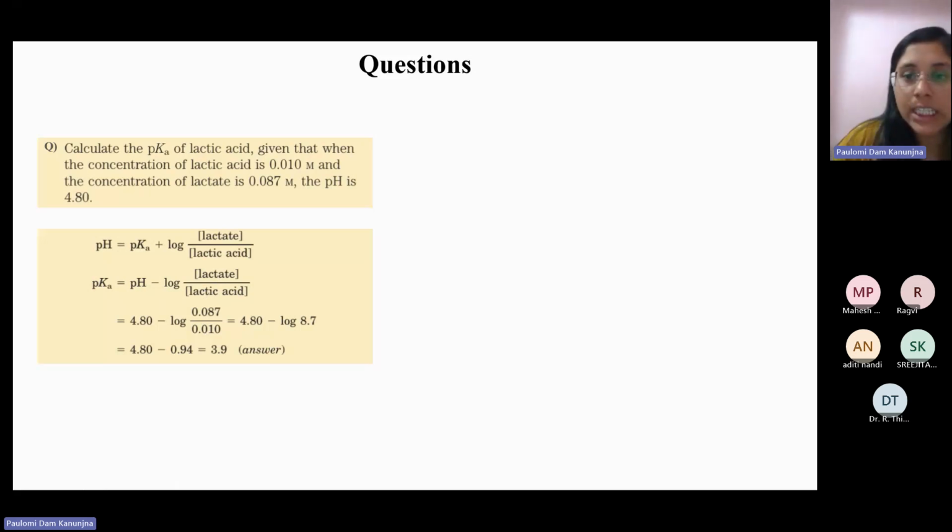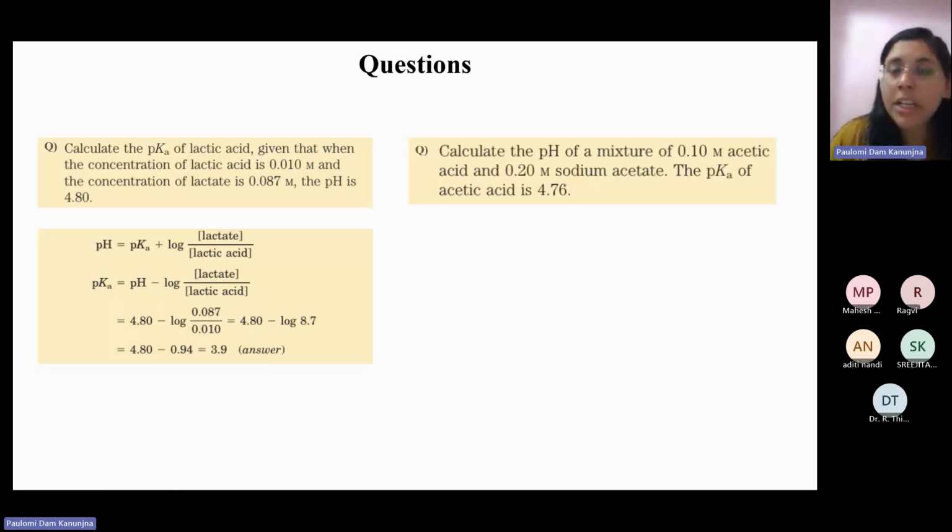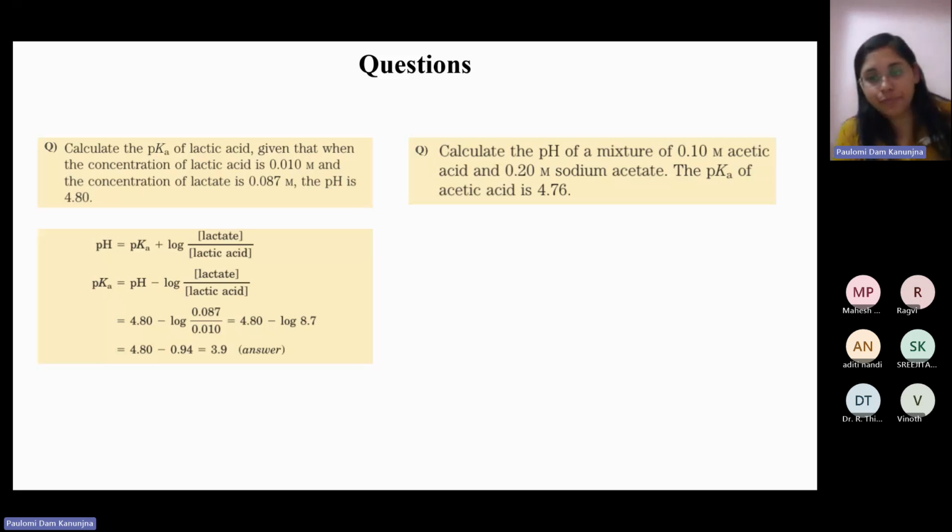So great. Second last. Now you calculate the pH for a mixture of 0.10 molar acetic acid, 0.2 molar sodium acetate, pKa 4.76. This time I will wait for the answer directly without explaining the question.